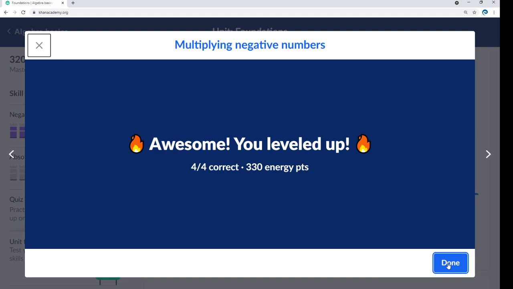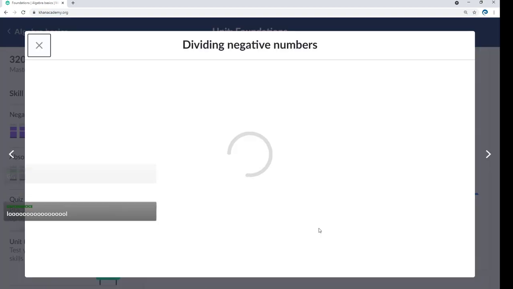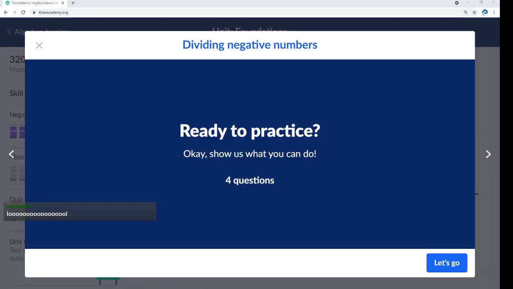330 energy points. I leveled up, son. Get on my level. Multiplying negative numbers over here. Oh, no. Oh, gosh. And this is where it's going to hurt really bad. Dividing negative numbers. This is going to hurt. I'm going to get something wrong, and it's not going to end well. I promise you. 4 questions.